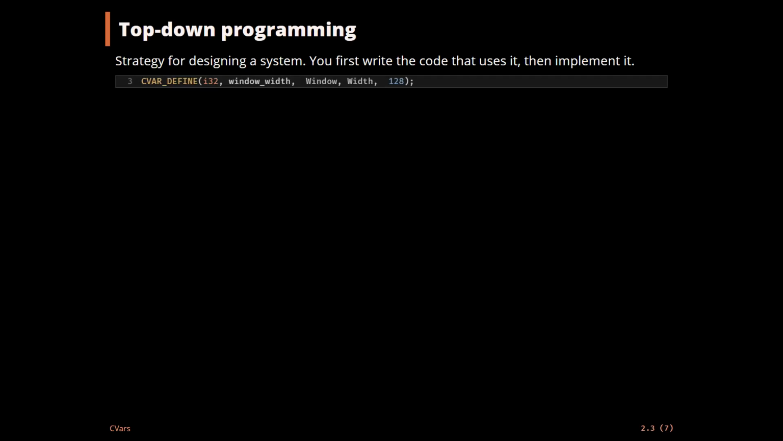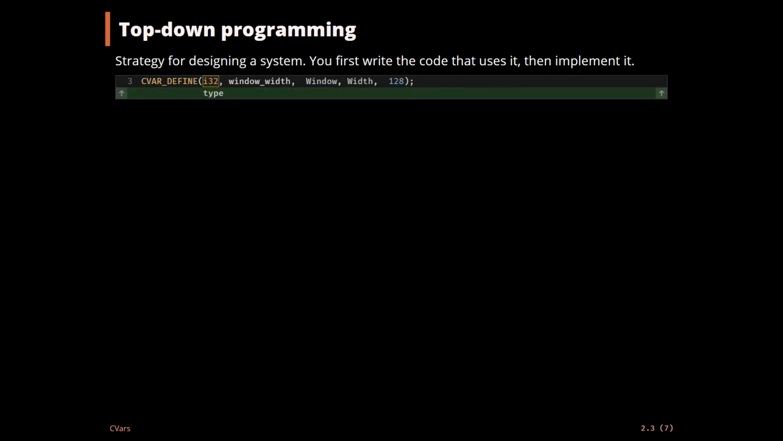So, to start off, this is how I want to be able to define a console variable. This will be a macro, and the parameters here are, the first one will be a type. After that, the C++ name, so you'll see I can use the C++ name to access the value.